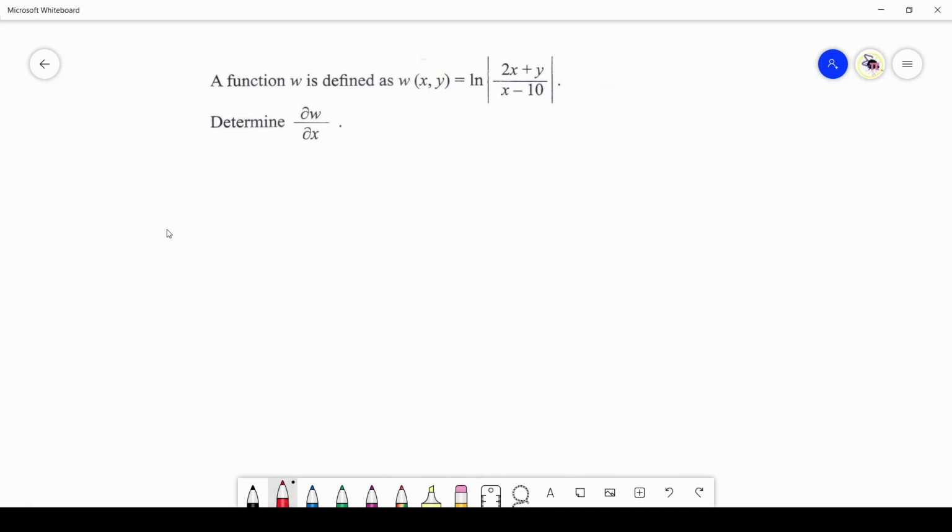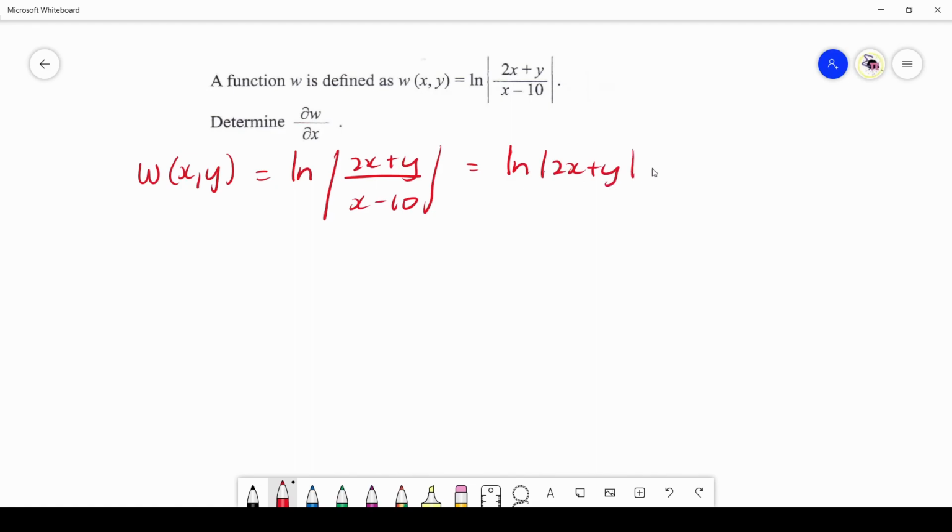We know how to do this, right? So we have our function w, and it's in terms of x and y. It's a ln function, and we're just going to split that up using our rules. So our rules go like this: ln of 2x plus y minus ln of x minus 10. Okay, so we have our function, it's a nice split, and they're simply asking us to find the partial derivative of w with respect to x only. Okay, cool, I can do this.